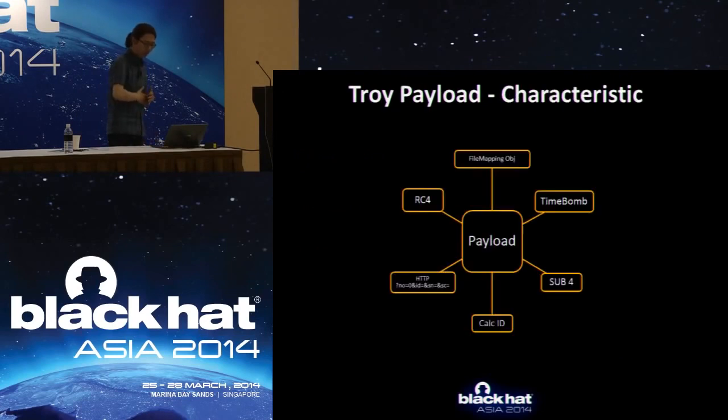Here, characteristics: file mapping object, time bound. Sub4 is actually the string encryption algorithm. Calculate ID is to correlate the three register entries to calculate the ID using the HTTP request. And the HTTP request patterns, and RC4 for the encryption and decryption algorithm used in the communication.